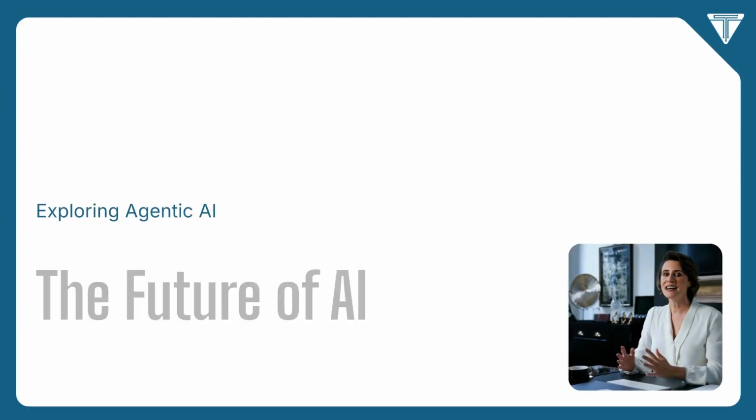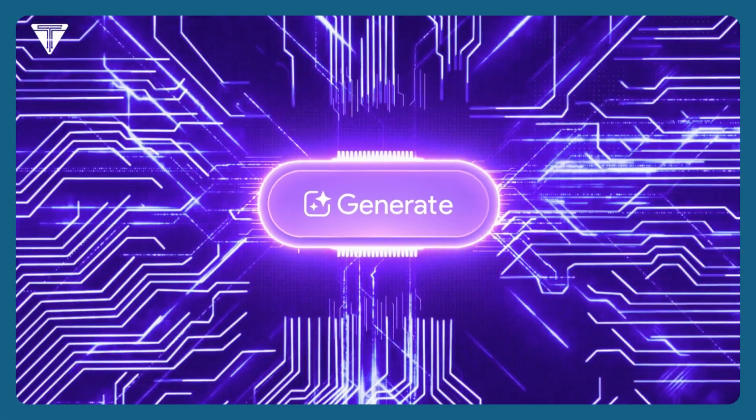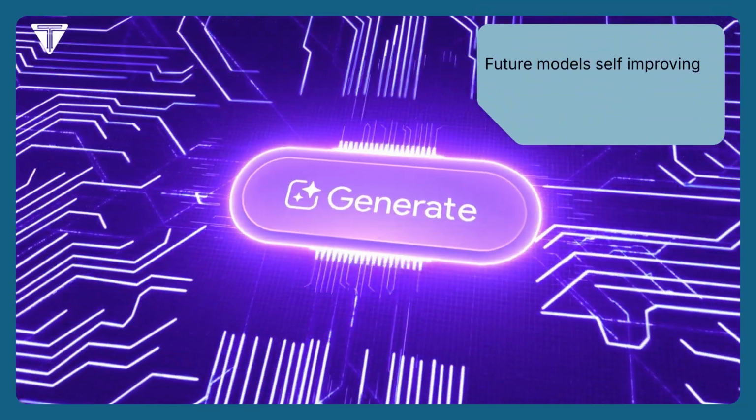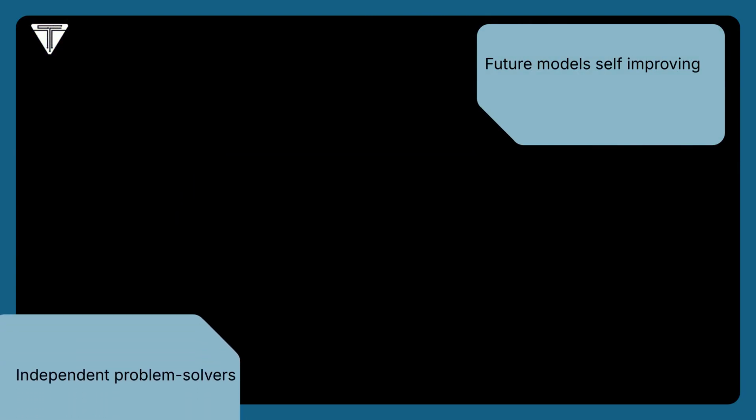The future of agentic AI. While today's systems mostly automate predefined tasks, future models will likely go further, self-improving, setting their own objectives, and becoming more independent problem solvers.